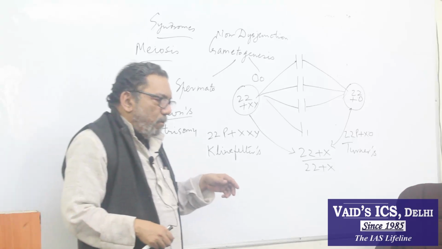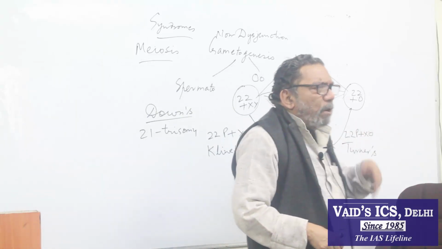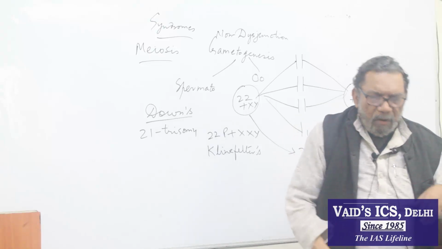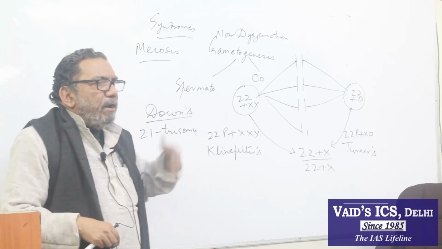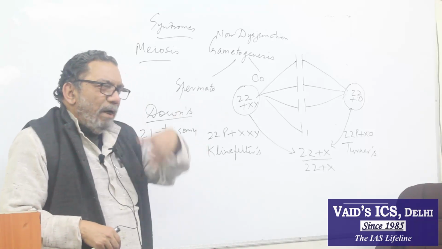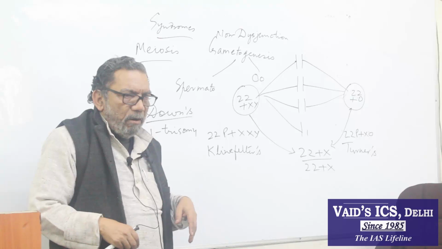21 trisomy it is called, and it is also known as Mongolism, Mongoloid idiocy. Whatever be your genetic features turn into Mongoloid features. Mongoloids we will discuss when we talk about race.